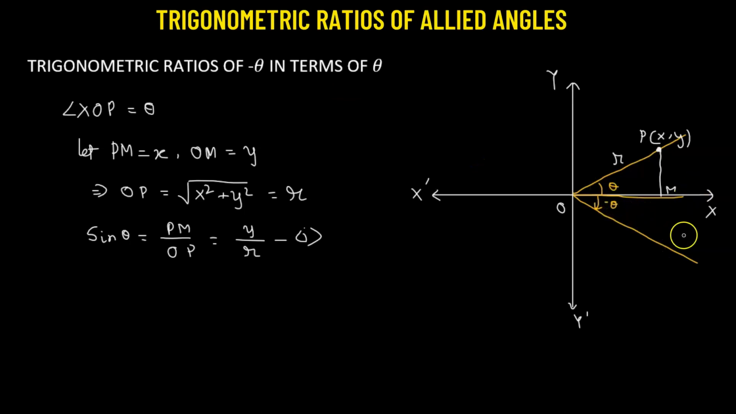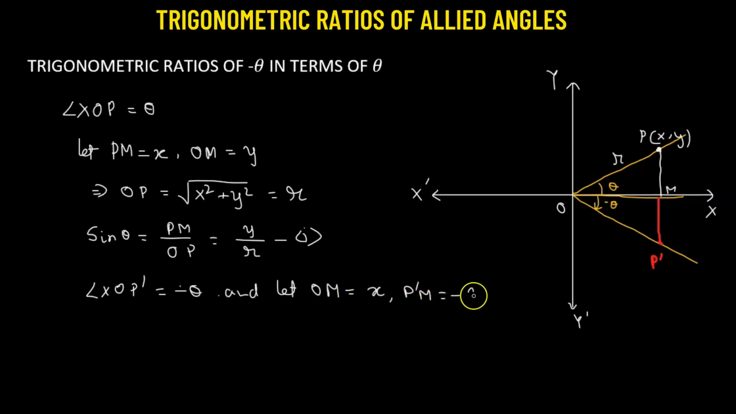And similarly, we're going to consider another point. This time we're going to call it P prime on this new ray and drop a perpendicular on the OX axis. Now, clearly here, angle XOP prime is negative theta. So we'll start with OM. OM is still going to be equal to X, and P prime M we're choosing in such a way that it has a value of negative Y, meaning that the coordinates of P prime will be X comma negative Y.